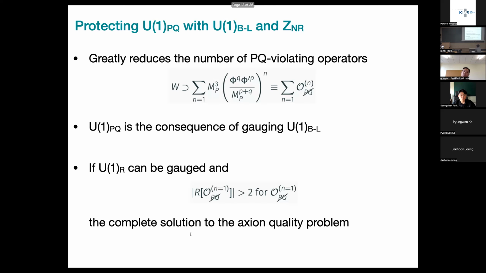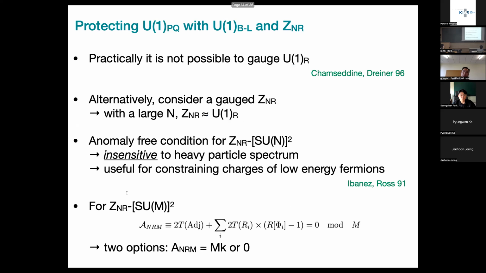However, if this were to be the story, then that would be great. We don't have any issue for the axion, and I can have a really good UV completion of the KSVZ or DFSZ axion model here. However, the problem is that this is the case when I can gauge U(1)_R. But what's known a long time ago is that practically it is very, very difficult, almost impossible, to gauge U(1)_R symmetry. So it's not really possible to gauge U(1)_R.